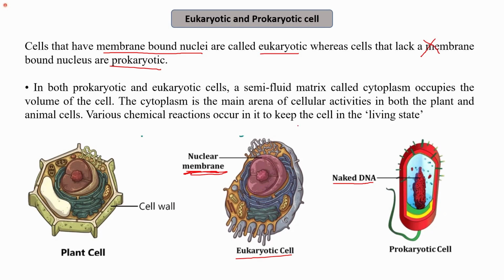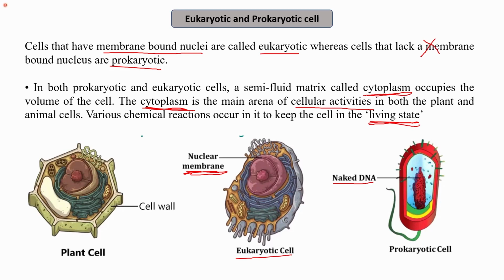In both prokaryotic and eukaryotic cells, a semi-fluid matrix called cytoplasm occupies the volume of the cell. So cytoplasm is present in both eukaryotic and prokaryotic cells, and most of the activities, all the biochemical reactions, happen in the cytoplasm. It is the main arena of the cellular activities. The activities that are required to keep the cell in the living state are known to happen in the cytoplasm. That is, all the catabolic and anabolic reactions take place in the cytoplasm itself.